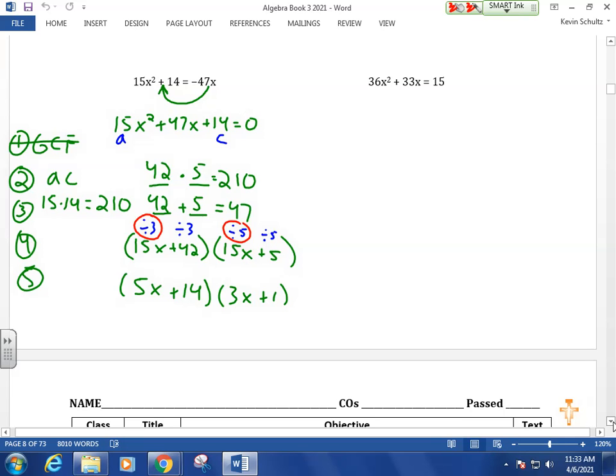But anyway, now that we are in step 6, we have no GCF to distribute. So our final step is just to check it. We multiply our coefficients, our x terms, 5x and 3x, give us 15x squared. That checks out. 14 times 1 is 14. There's our constant. And our inside-outside, 42 and 5, give us 47. So it works. Okay?